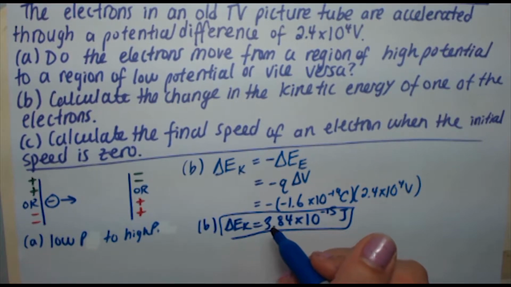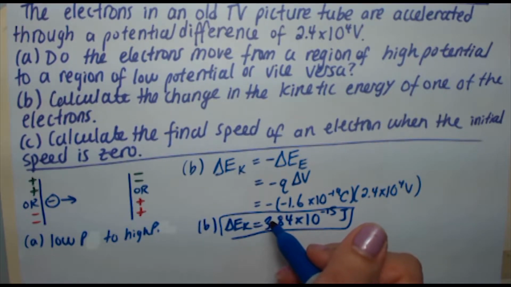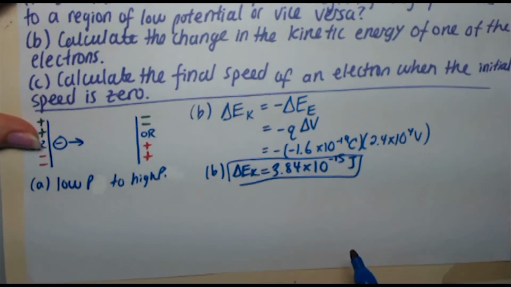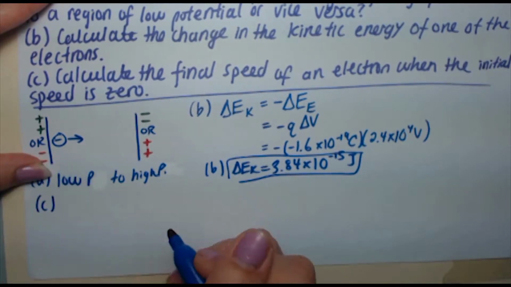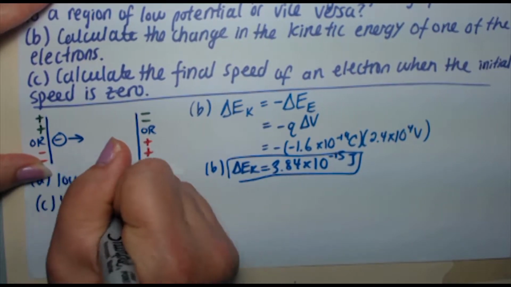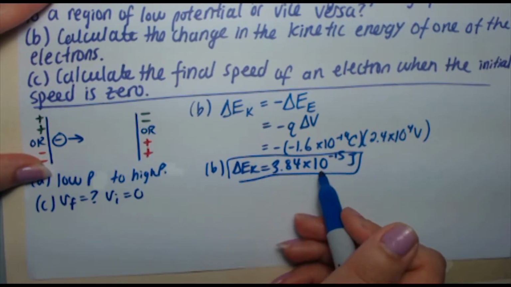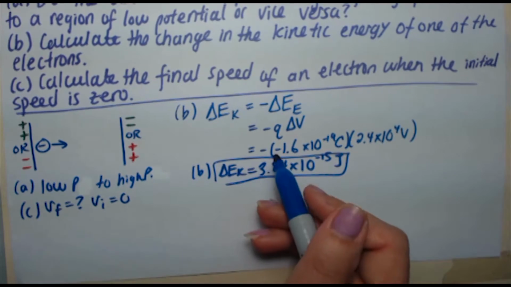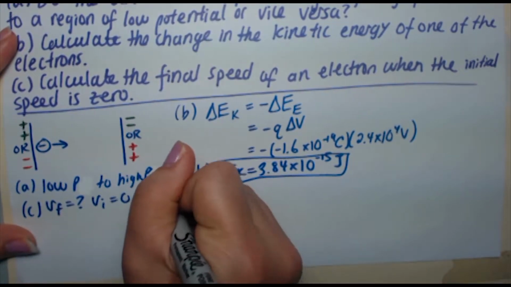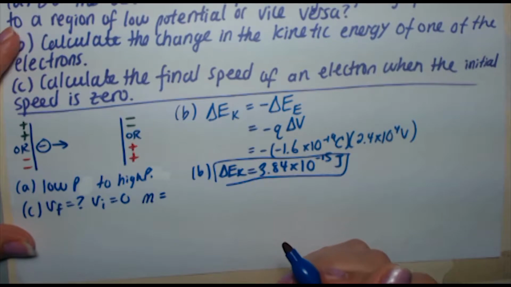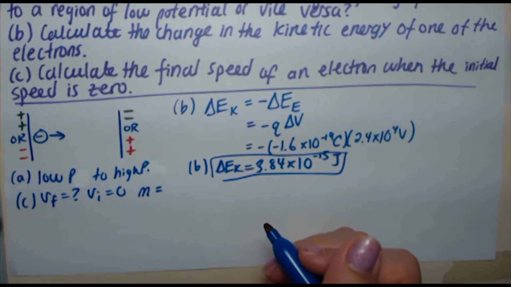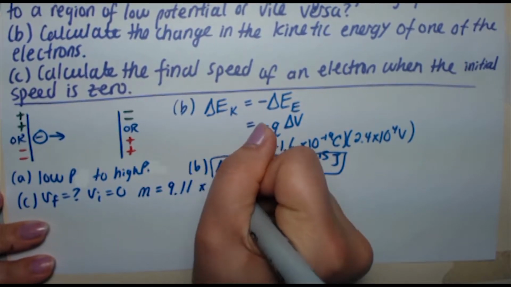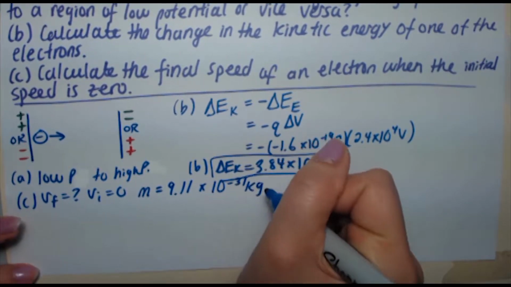And finally, part C, calculate the final speed of the electron if the initial speed is 0. Okay, so here's the beautiful thing. I already figured out the change in kinetic energy for part B, so all I have to do is find the final speed Vf. And I was just told that the initial speed is 0. I have the change in kinetic energy. I know that the expression for kinetic energy involves mass, so I just need to find the mass of the electron. This is usually something not given in the question, just like the charge of the electron or a proton. You have to look it up or memorize it. So the mass of an electron is 9.11 times 10 to the minus 31 kilograms.